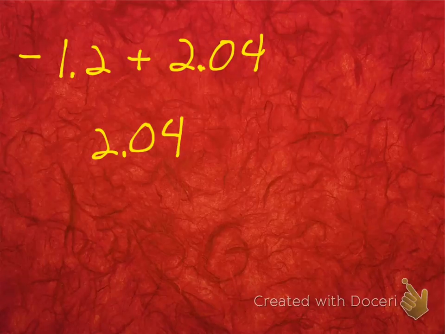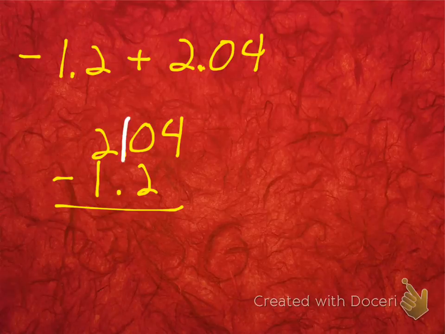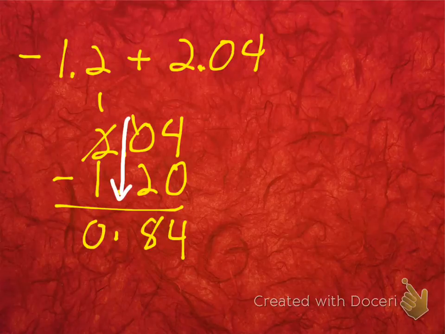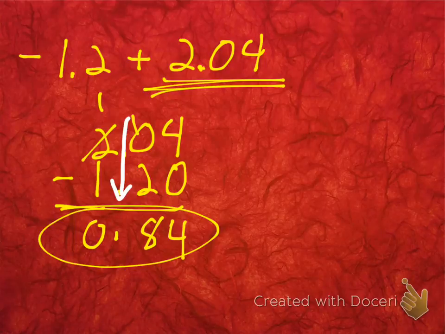2.04. And I'm going to subtract 1.2. Notice I lined up my decimals. That way that decimal can just drop down. I need to put a 0 here just to fill in. Now I get to subtract. 4 minus 0 is 4. 10 minus 2 is 8. And 1 minus 1 is 0. Now, was my larger number a positive or a negative? Up here it's a positive, so my answer is a positive. So the positive and negative rules still apply even though we're dealing with decimals now.